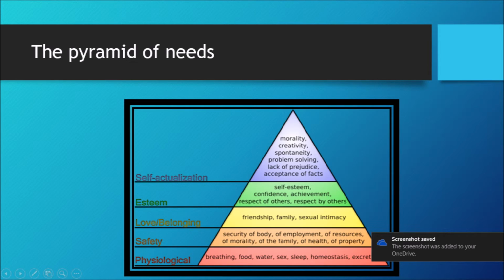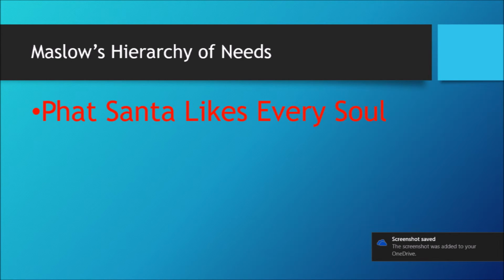So the theory here is known as the hierarchy of needs. The general needs in Maslow's hierarchy include physiological needs such as food and clothing and water, oxygen, the basic stuff, safety needs such as job security, a place to live, social needs such as friendships and being loved, self-esteem, and self-actualization. And a mnemonic that can be used to remember Maslow's hierarchy of needs is FAT, PHAT, Fat Santa likes every soul.